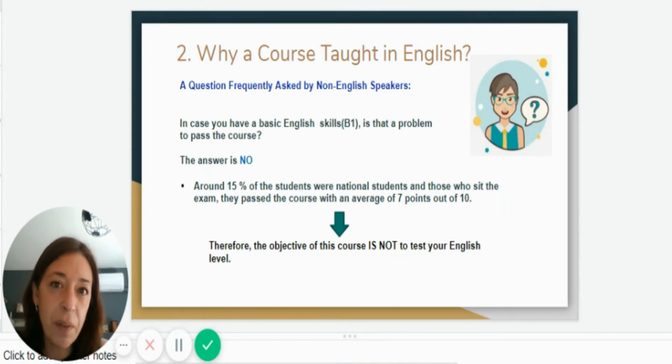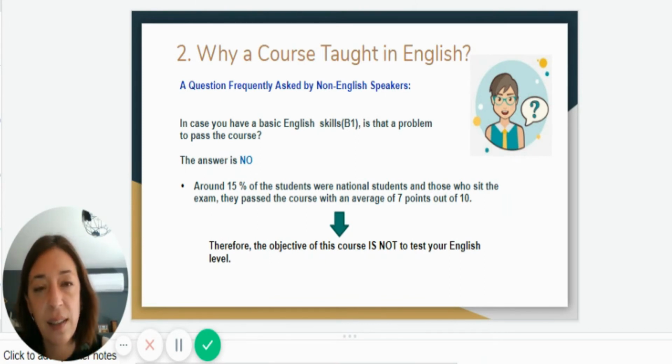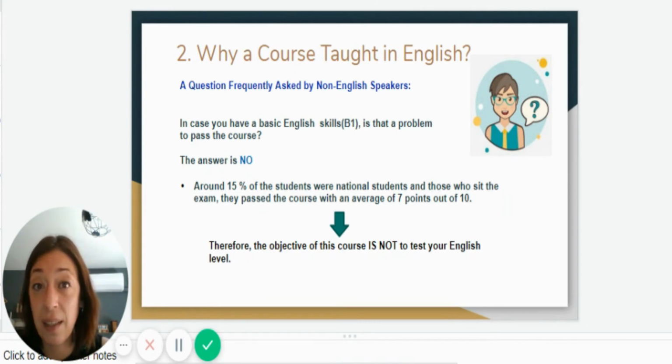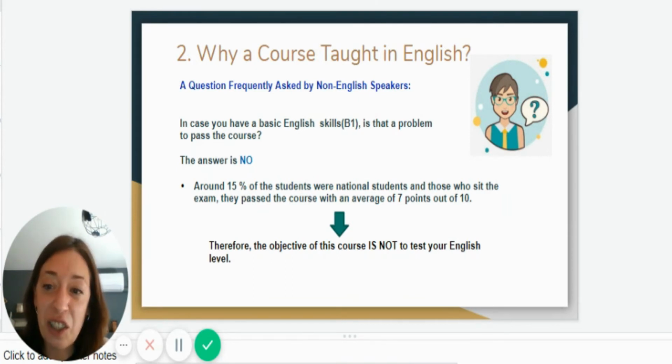In fact, around 50% of the students during the last academic year were national students. Most of them sat the exam, and all of them passed. They passed the exam with an average of 7 points out of 10. So your English level for this course is not in fact a barrier. Why is that? Because the objective of this course is not to test your English level, but rather to test your knowledge of international trade.